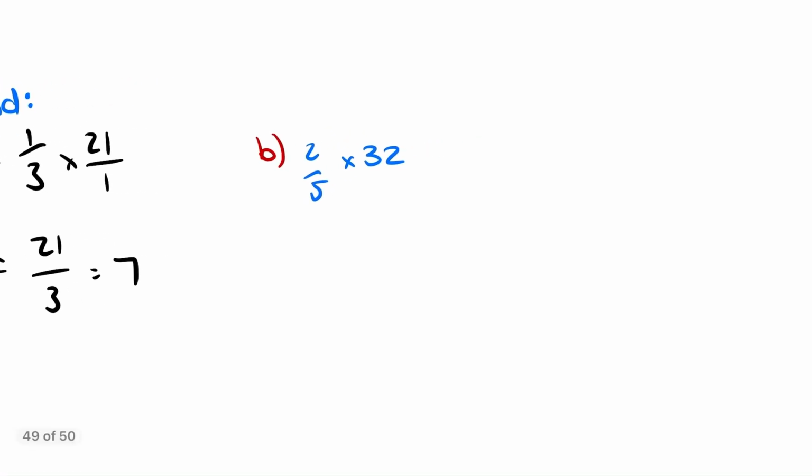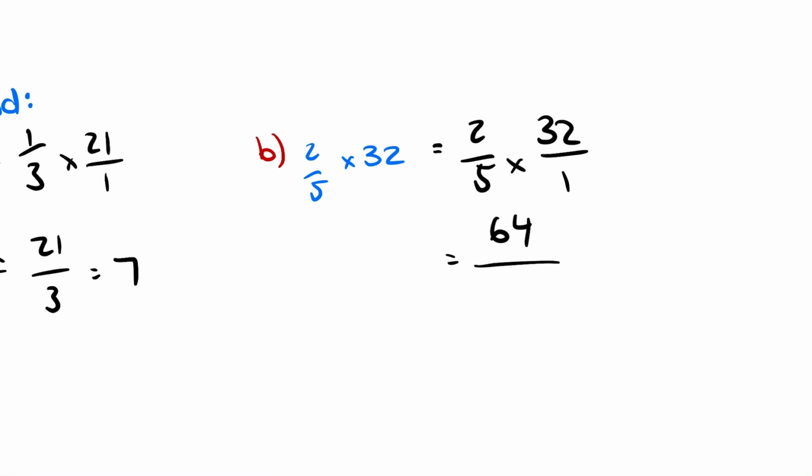So let's do our next one. We're going to end up with 2 over 5 times 32 over 1. Okay, so let's do this. 2 times 32 gives me 64, and then 5 times 1 gives me 5.